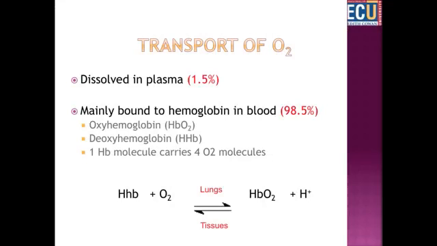So we can see deoxyhemoglobin plus an oxygen molecule goes through the lungs, and we create oxyhemoglobin plus hydrogen ion. Hydrogen ions are essentially an acidic component and a byproduct of this process. And it goes both ways: oxyhemoglobin and hydrogen ions bind together to create deoxyhemoglobin and oxygen. This is where the diffusion occurs.